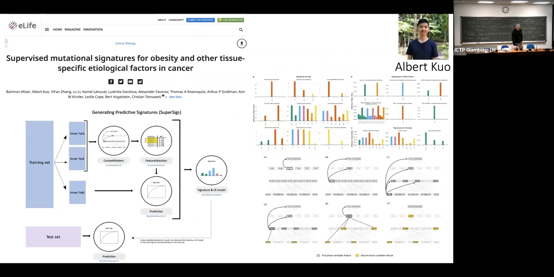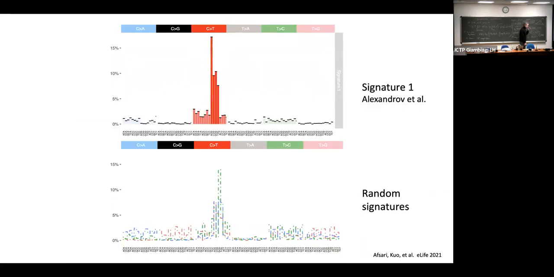So that's why we thought, okay, and also remember, talking about the random signatures: we created random signatures, picked one that has the peak of C2T, which is the aging signature, and saw how it performs in predicting old versus young people. We showed that besides the peak, which was already known to be due to aging, the C2T mutation, there was not much else.